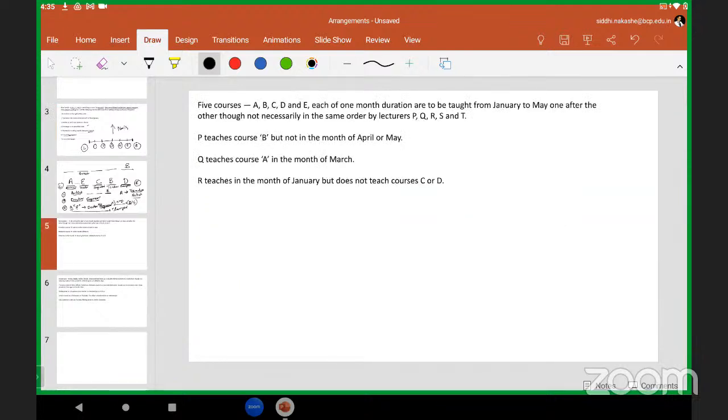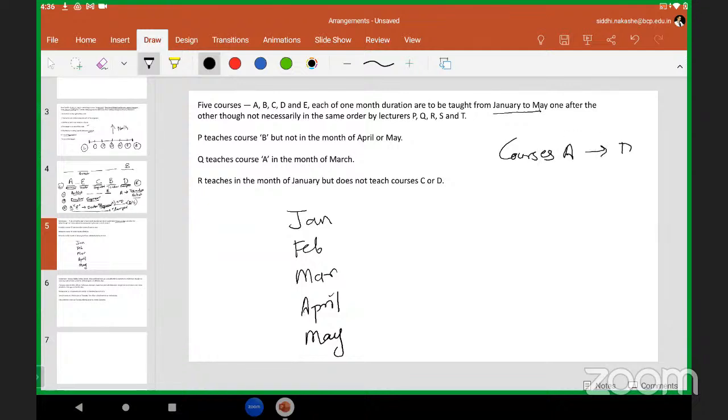Let's start with this puzzle. This one is easy. You can take 2 minutes to solve this one. There are five courses, P, Q, R, S, and T, that have to be taught from January to May. So 5 months: January, February, March, April, and May. Fine. So there are A, B, C, D, E, that is five courses. So courses are from A to E. There are five courses, and here you have lecturers.